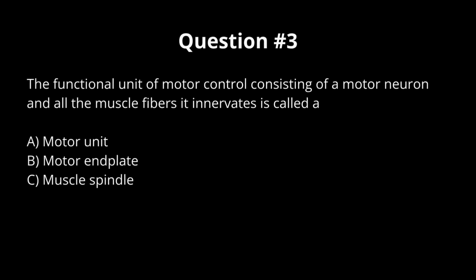Question number 3. The functional unit of motor control consisting of a motor neuron and all the muscle fibers it innervates is called a A. Motor unit, B. Motor end plate, C. Muscle spindle. The correct answer is A. The functional unit of motor control consisting of a motor neuron and all the muscle fibers it innervates is called a motor unit. When the motor neuron fires, all of the fibers within the motor unit contract together.